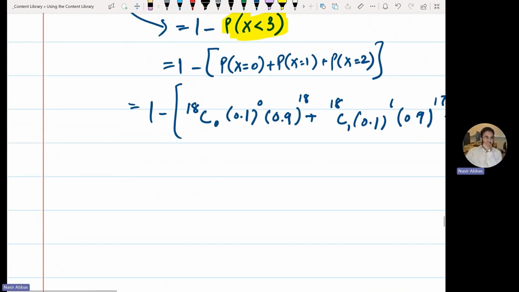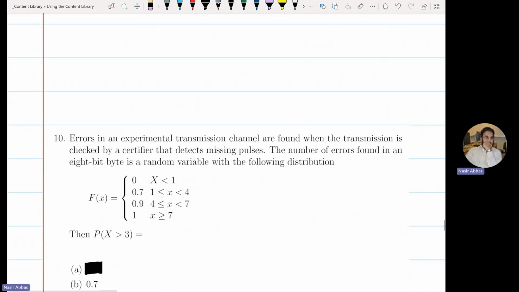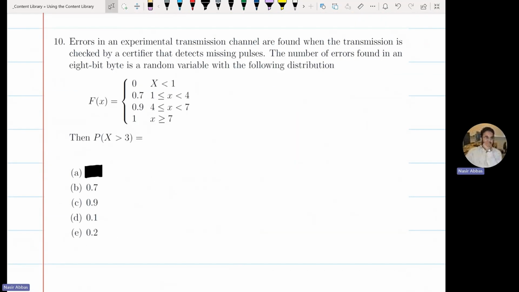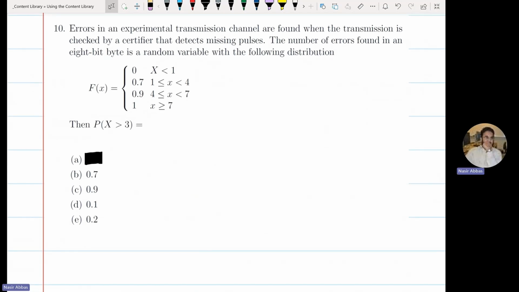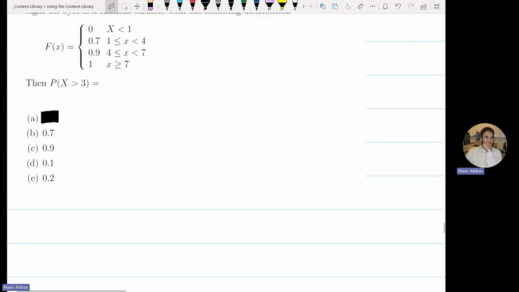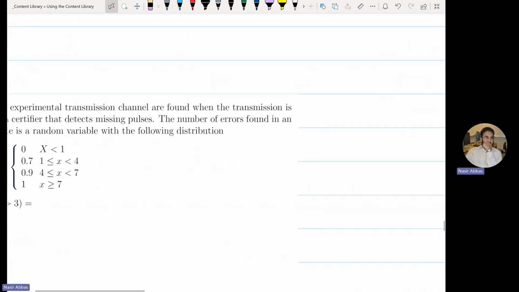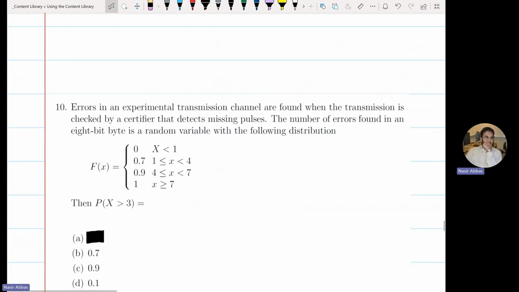Any question? This was one of the easier ones. Why? Because we did that in the class. Number 10, this is tough. This is tough because we did not discuss this kind of concept directly in the class. They have a variable. They say this variable follows a distribution and they do not give you the PMF. They give you the CDF.